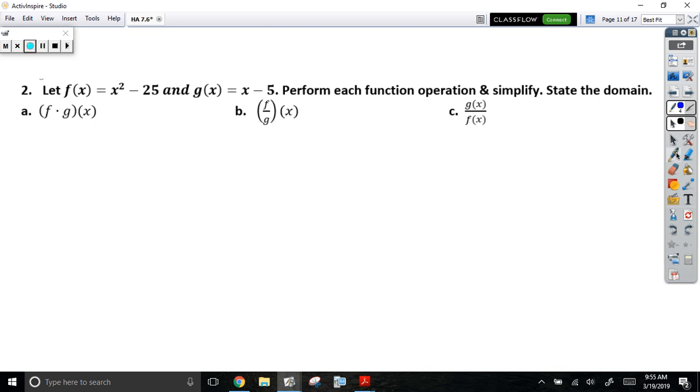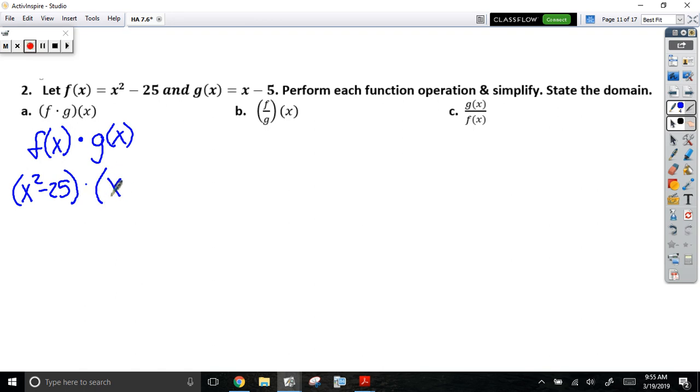So perform each function operation and state your domain. So first one, we have a little times sign, so we'll break this up into f of x times g of x. And we'll plug in the functions. F of x is x squared minus 25.